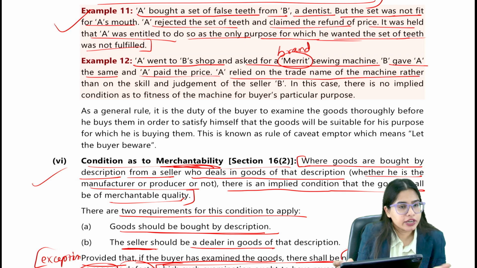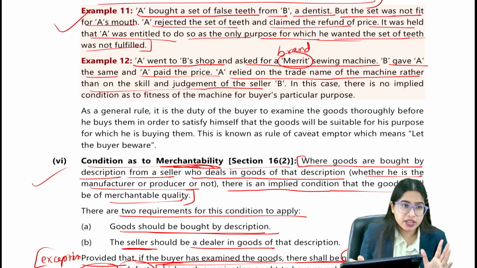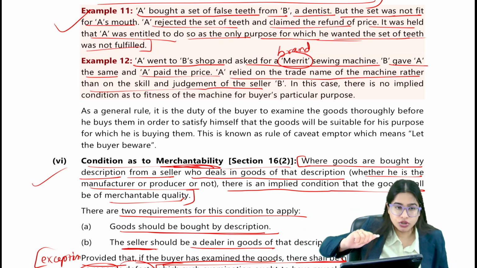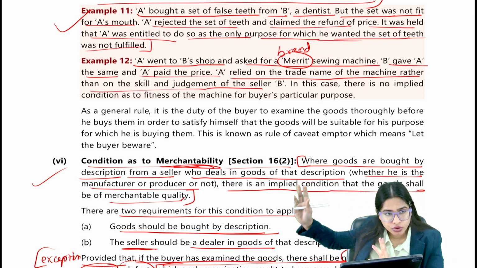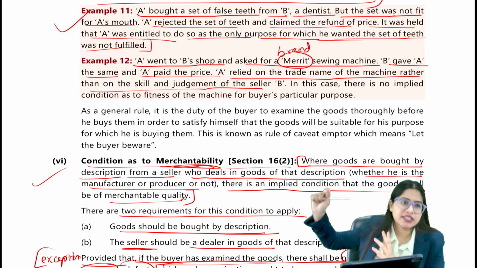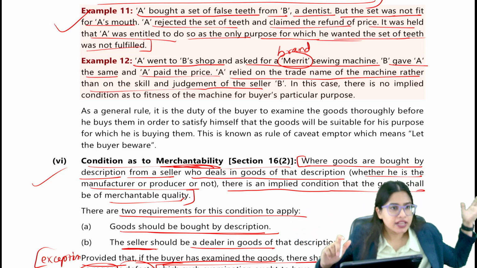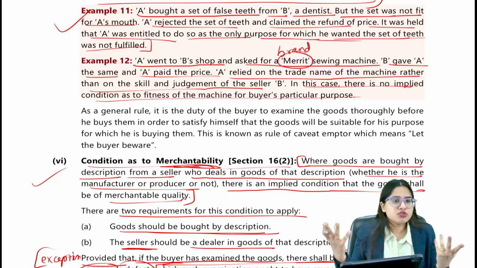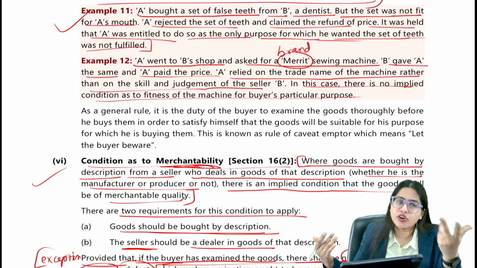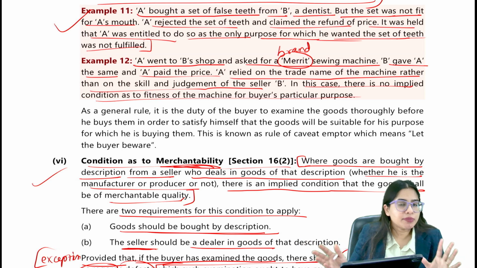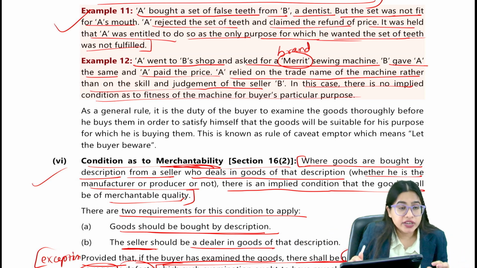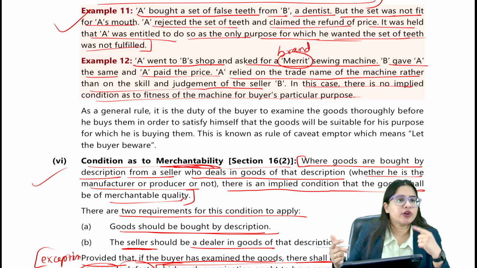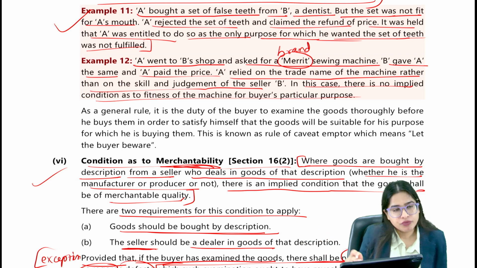Later, it turned out that A relied on the trademark of the machine rather than the skill and judgment of the seller. A heard about this brand, that it is good, so he relied on the brand's goodwill and that's why he purchased the Merit sewing machine. He did not rely on the skill and judgment of the seller. So in this case there is no implied condition as to fitness and quality. If that sewing machine is not of good quality, he cannot return it and he cannot claim a refund, because the buyer relied on the trademark or brand name, not on the seller's skill and judgment. With this, we are done with this topic.